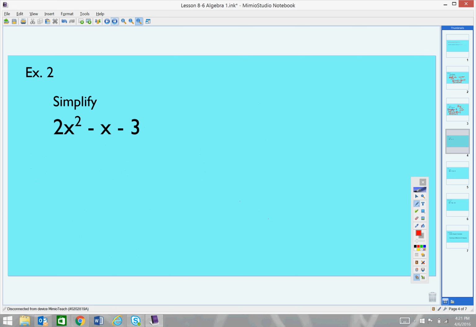Right now, we have 2x squared minus x minus 3. And so now we want to look at what is a times c. What is my a times my c? Okay, and really we're going to count that as negative 3. So 2 times negative 3 is negative 6.